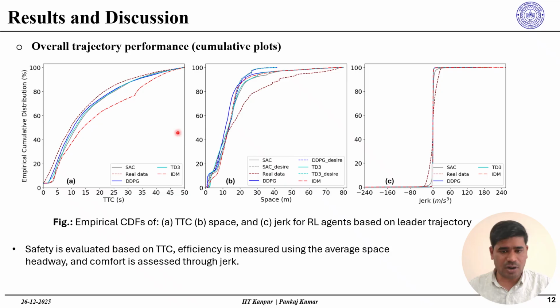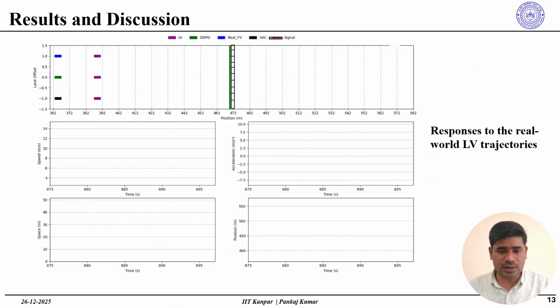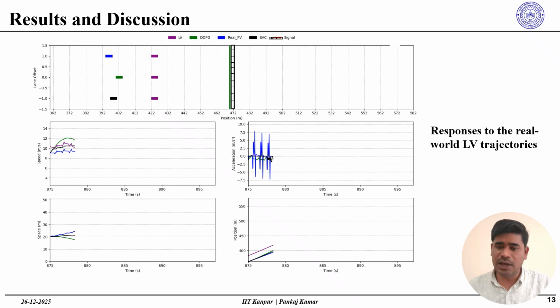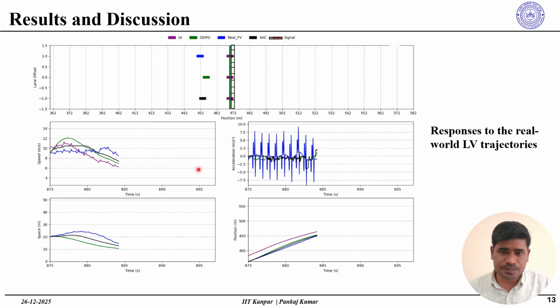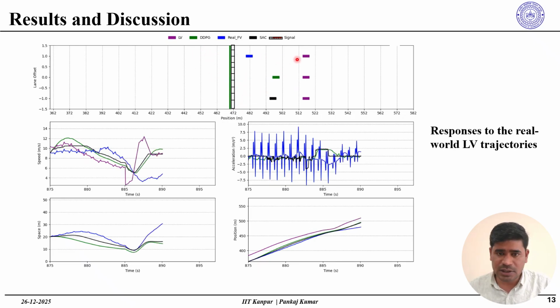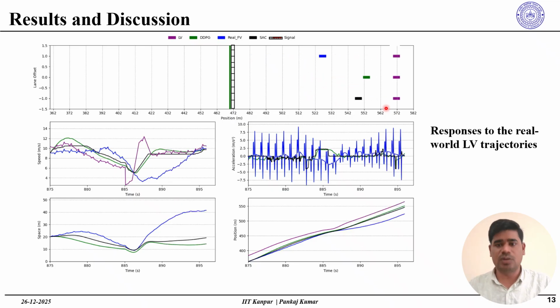As we can see, all our RL models keep a larger TTC value, which means safer sides, and keep a lower space headway and higher comfort. Overall, we can say the RL models keep a lower space headway without compromising safety. Now we move to the second test scenario, which is related to how the RL models behave with respect to the leader vehicle. In this case, the blue one represents the real one, this one is DDPG, and this is the SAC. As we can see, the real one keeps a larger space headway, while our RL models keep a lower space headway without colliding with the leader vehicle.